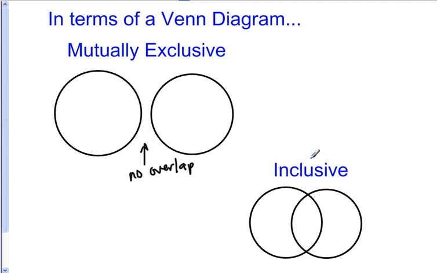Inclusive is where they do overlap. So this would be like, say this circle represents girls, and this circle represents, I don't know, volleyball players.